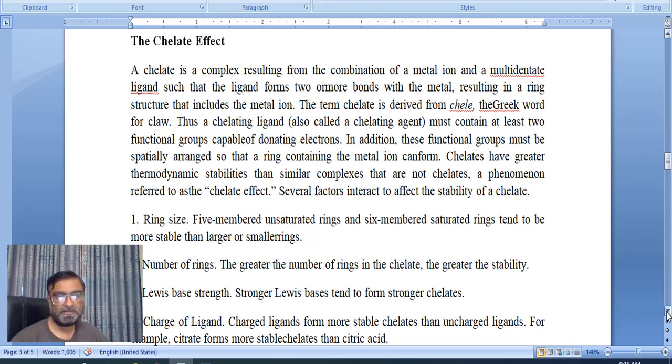Chelates stability depends upon several factors. Chelates have greater thermodynamic stability than similar complexes that are not chelates. This phenomenon is normally called the chelate effect. Several factors interact to determine the stability of chelates.